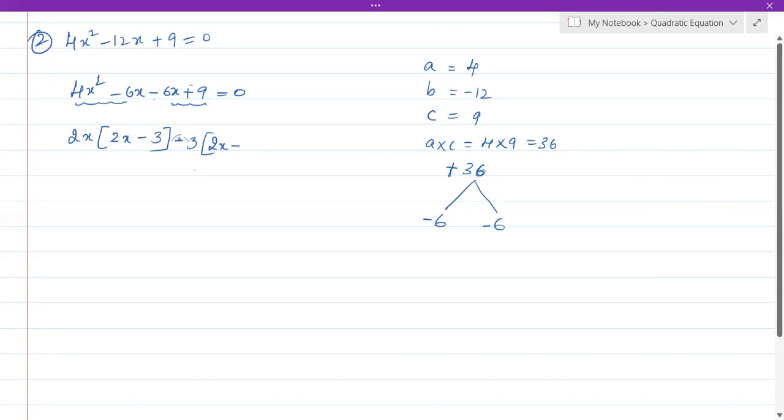Now, 2x minus 3 equal to 0. As I told you, if you have done correctly, you will get the same binomial in both the brackets, 2x minus 3, 2x minus 3. Take that common. What is left out? The left out is 2x minus 3 again. So this and this we have written once, and the remaining thing, 2x and minus 3, that's what we have written.